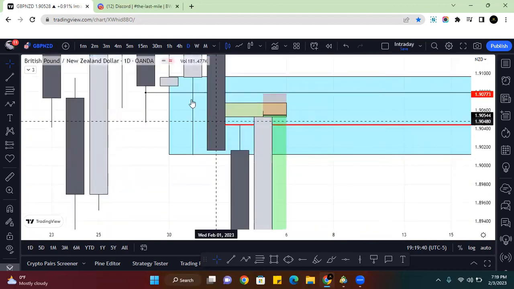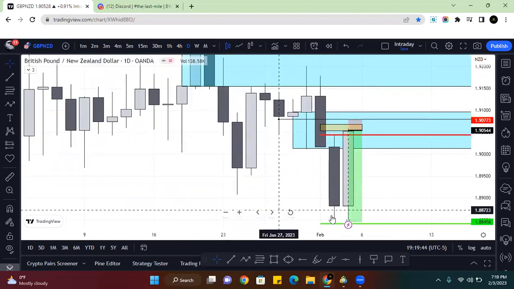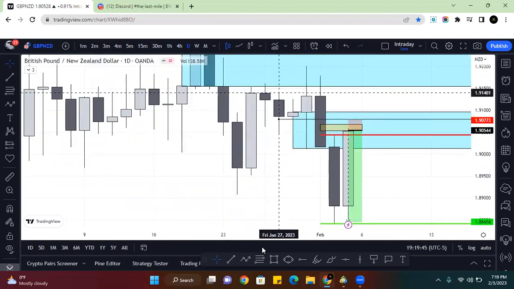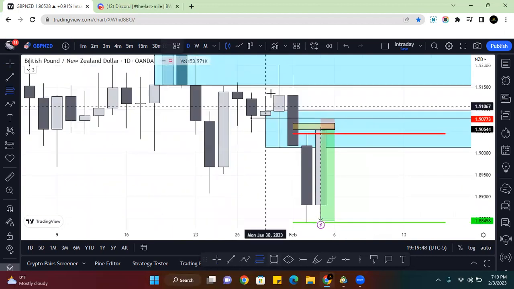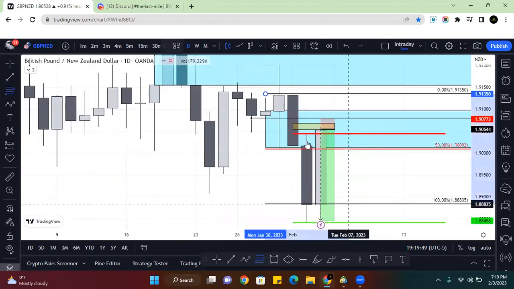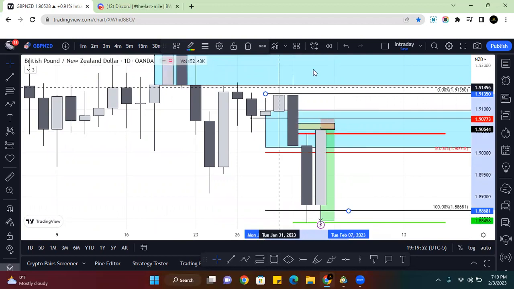We just took out buy side, just mitigated an order block. So the order block responsible for the latest major sell side. So this would be technically a premium territory on the daily. Look at that. Premium territory on the daily.